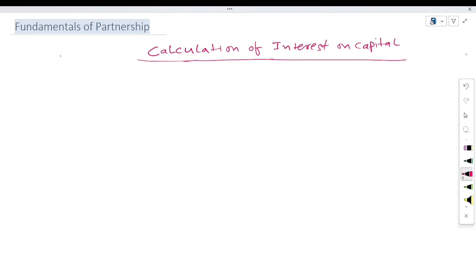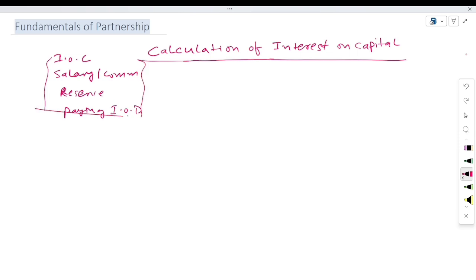That is providing interest on capital if it is mentioned in the question, providing salary or commission to a partner if it is mentioned in the deed, creating reserve if it is mentioned in the question, and paying interest on drawing. These were the topics that we were doing under the profit and loss appropriation account.